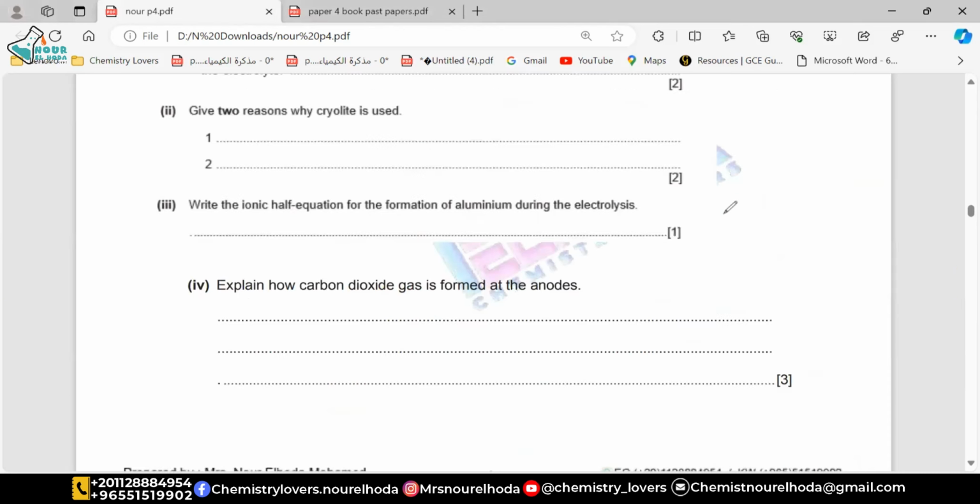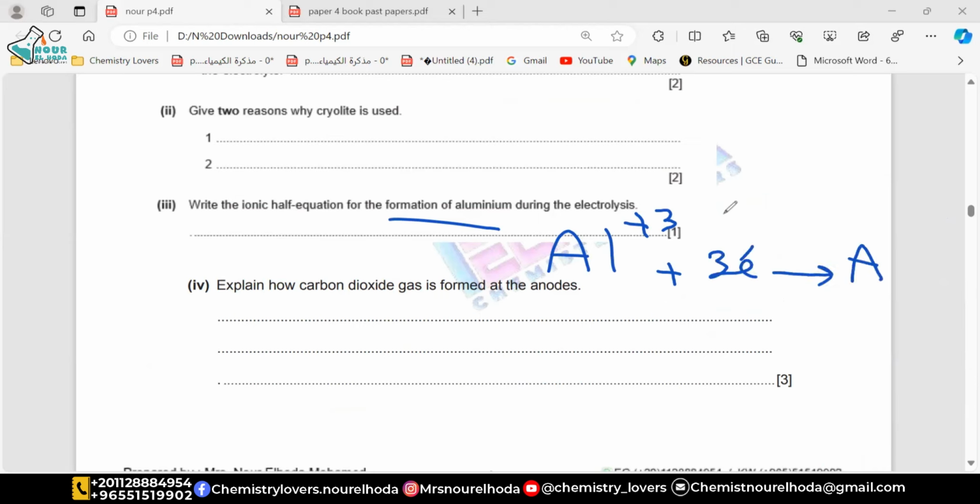Okay, next. Write the half ionic equation at the aluminium. We said this before. So I need to write aluminium 3+. Since I wrote 3+, I'm going to gain how many electrons? I'm going to gain 3 electrons. So it's going to form aluminium.